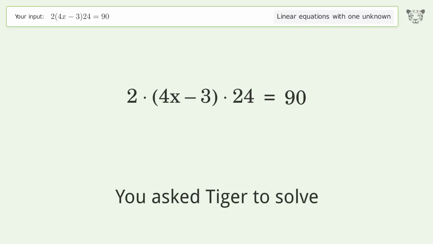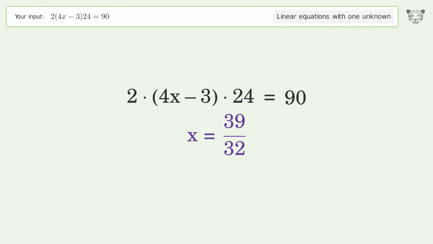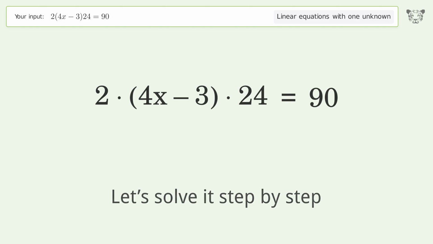You ask Tiger to solve. This deals with linear equations with one unknown. The final result is x equals 39 over 32. Let's solve it step by step.